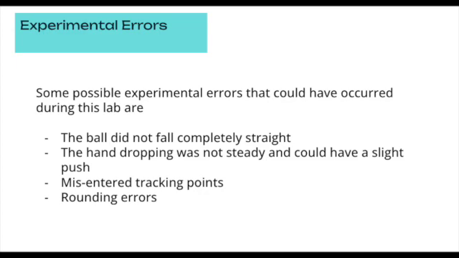Some experimental errors that might have been possible during this lab are the ball did not fall completely straight. My hand dropping it was not completely steady and could have had a slight push when dropping the object. Miscentered tracking points and rounding errors also could have occurred.